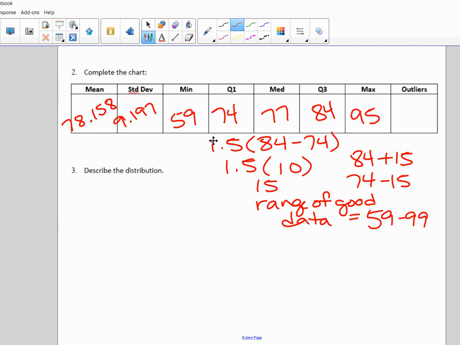So if I look at my test scores, did I have anyone that got below a 59? Now, I have someone that earned a 59, right? But I don't think I had anyone that got below a 59. And I did not get anyone that got above a 99. So, no outliers, right? Okay, so let's take a minute and describe the distribution in context, right?